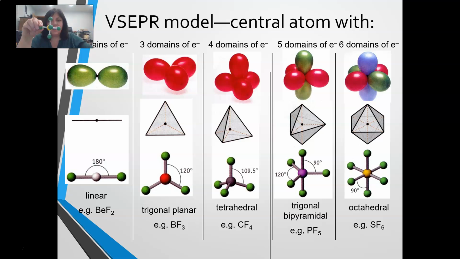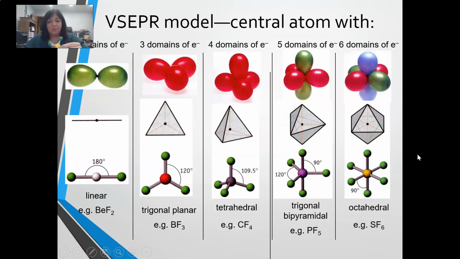And then 6 domains, everything's 90 degrees. No matter how you turn it, it all looks the same. It is called octahedral because it's an 8-sided figure: 1, 2, 3, 4, and then 5, 6, 7, 8. So it's an 8-sided figure, called an octahedron, and you can see it very nicely in this picture.